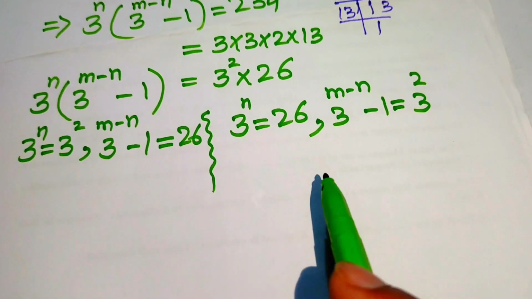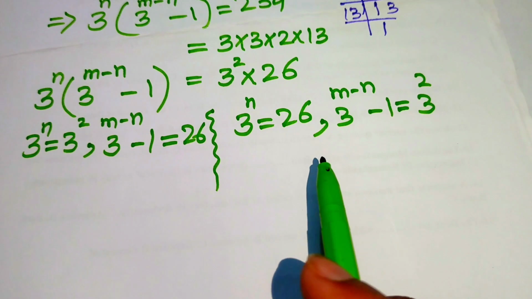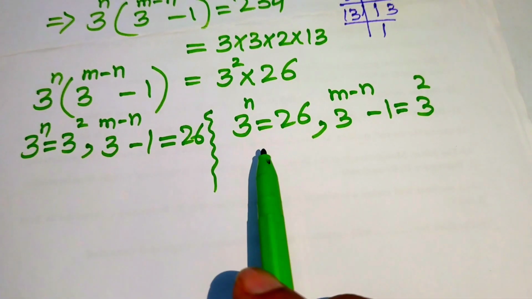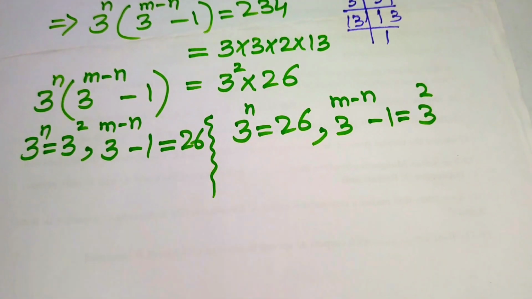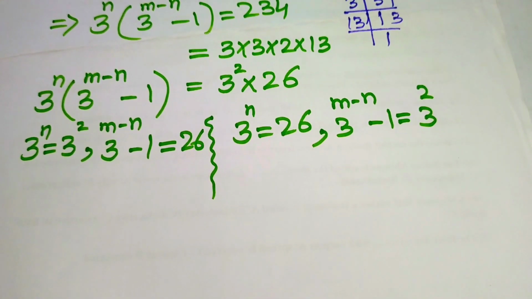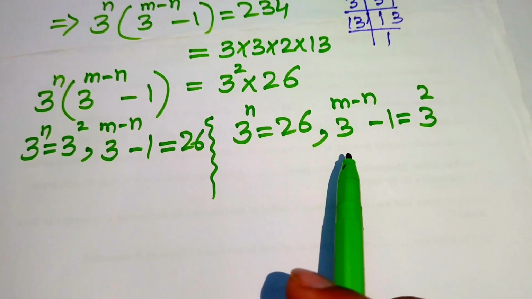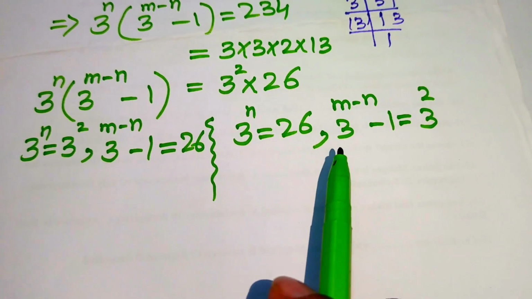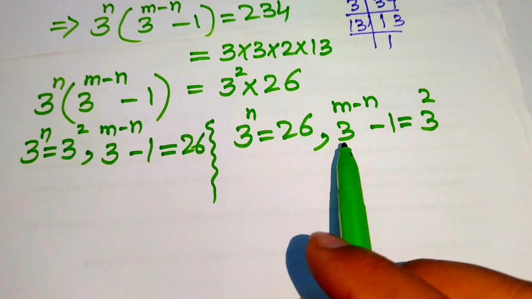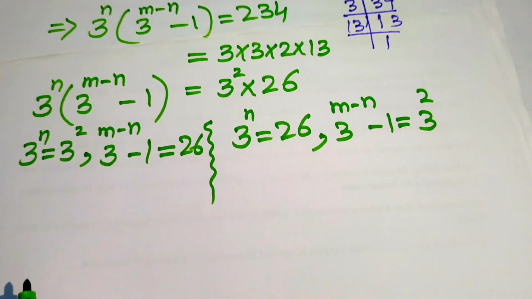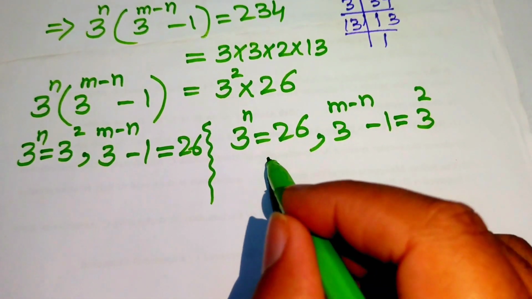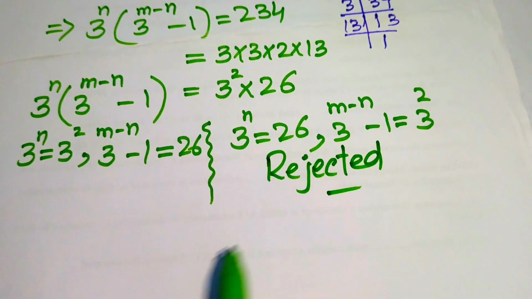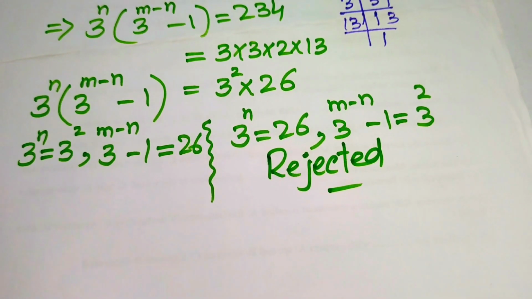So if you focus on the second case, you see that in this case we cannot get the positive integer solution. If the restriction in the given question were that m and n belong to real numbers, then we could easily solve this case also. But because we have the restriction to find positive integer solutions, this case cannot give us a positive integer solution, so we reject this case and proceed with the other case only.